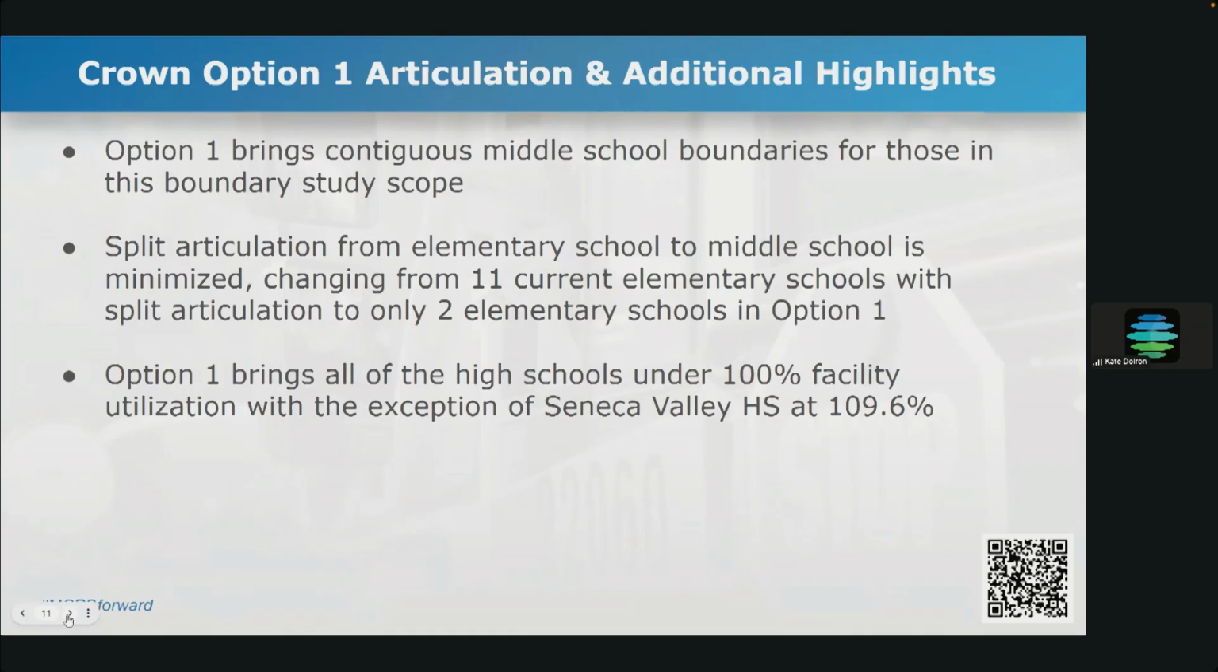The initial options webpage also provides the current articulation patterns or feeder patterns for all schools in the boundary study scope from elementary to middle to high school, as well as the articulation patterns for each initial option. As a reminder, while the elementary school assignments will not change, the articulation patterns to those middle and high schools included in the boundary study scope can change. Split articulation exists and is necessary because middle schools are not sized to perfectly feed into high schools, nor are elementary schools sized to perfectly feed into middle schools.